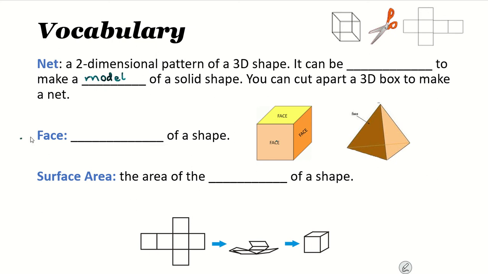Next definition is of a face. What is a face? It's not our face, right? This is a face on a shape. A face is basically each side of a shape. The sides of a shape. Look at this picture and look at what they've got as the face. Face, face, face. Those are the faces of that box.